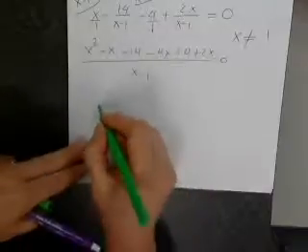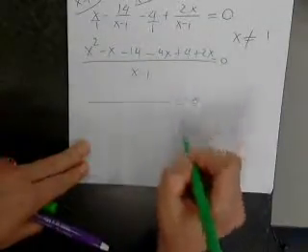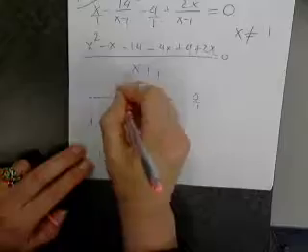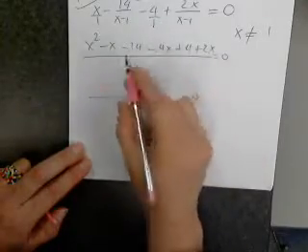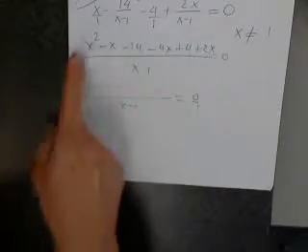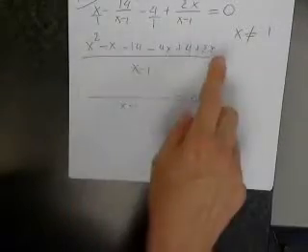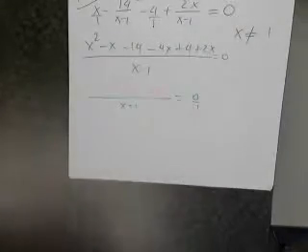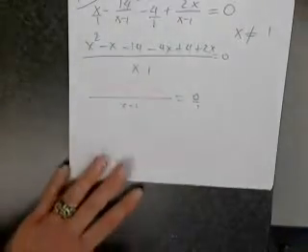What now? Good. I'm ready when you are. x squared minus 3x minus 10. Excellent. x squared, this is minus 4x plus 2x is minus 3x, and negative 14 plus 4 is negative 10. Excellent. What now?